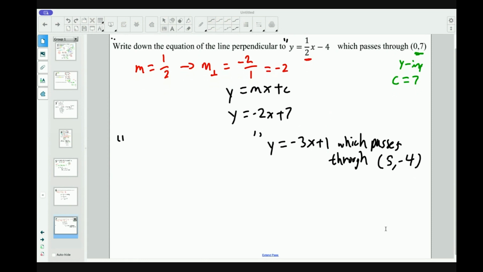So just a note for you guys, when you are writing down your equation, you need to make sure that you write down the entire equation, y is equal to negative 2x plus 7, because that's going to count towards your accuracy marks. If you write down just negative 2x plus 7, it's very likely that you might not score full marks because negative 2x plus 7 is technically an expression rather than an equation, okay? So just be careful about that.